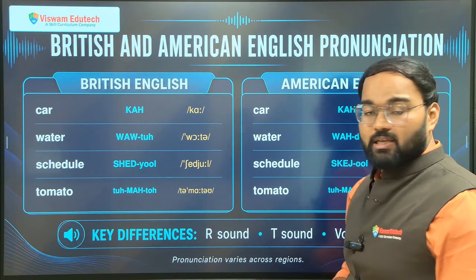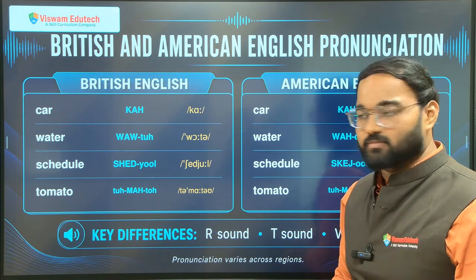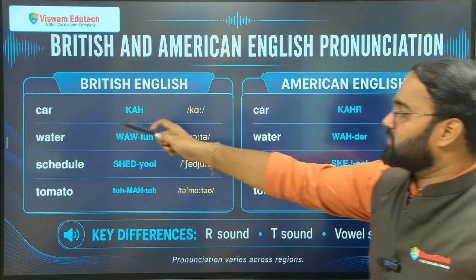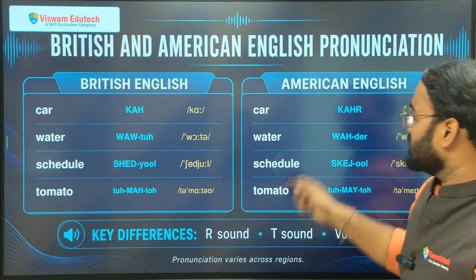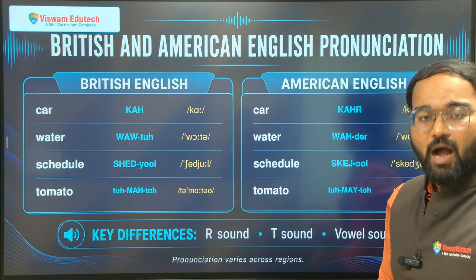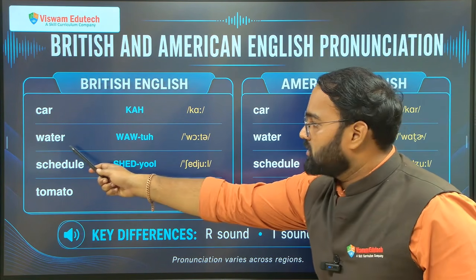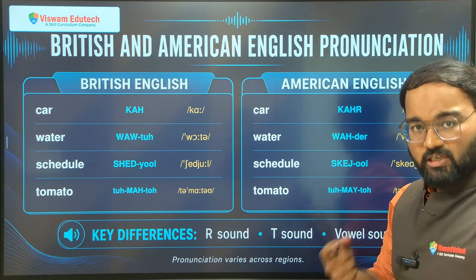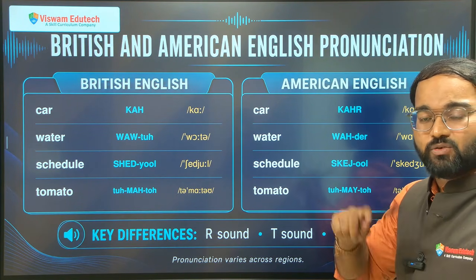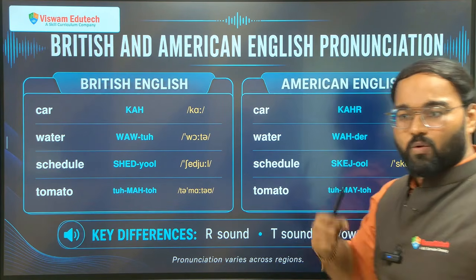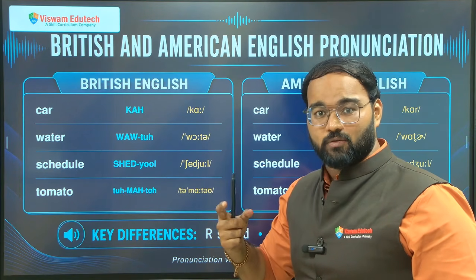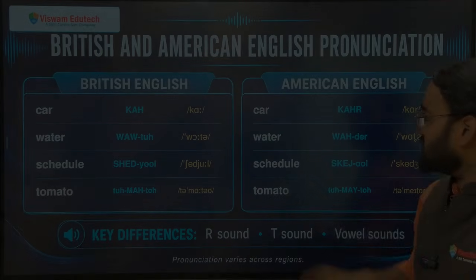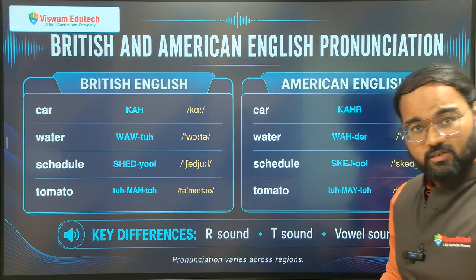And here the sound T, in American English, they pronounce T as D. So let us see some examples. In British English, this word is called car, whereas in American English, car. This word is pronounced as water. Here I'm not pronouncing R, I'm just skipping the R. It's water, with the T sound. When it comes to American English, this is pronounced as water.